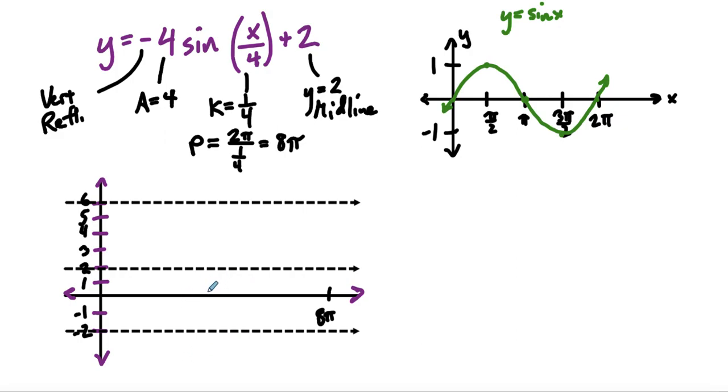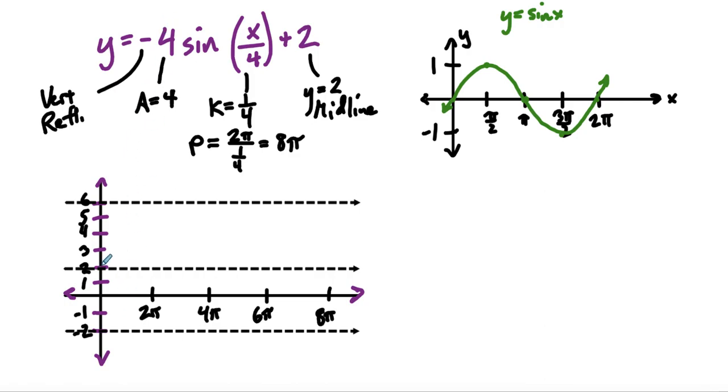Over here I'm going to have 8 pi, half of that is 4 pi, half of that is 2 pi, so I'm really going by every 2 pi here. So I have 2 pi, 4 pi, 6 pi, and 8 pi. All right, now I have everything set up, so I'm ready to graph.